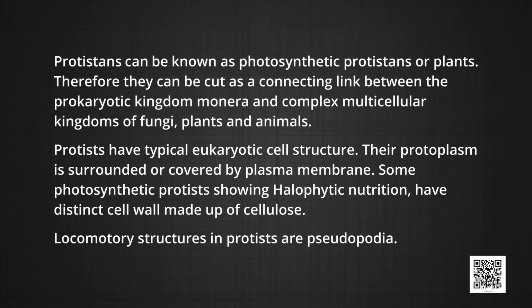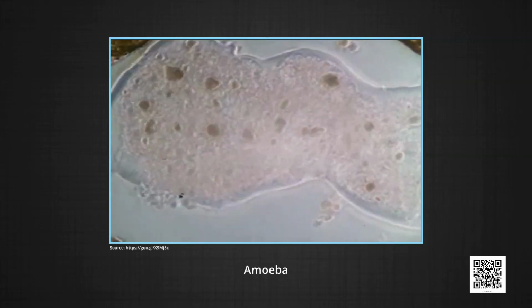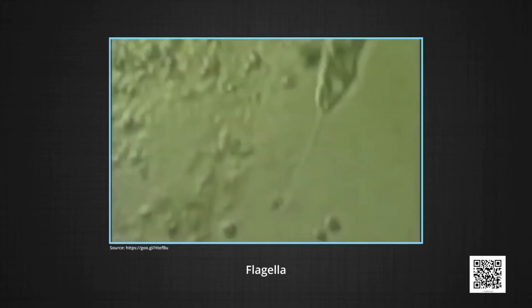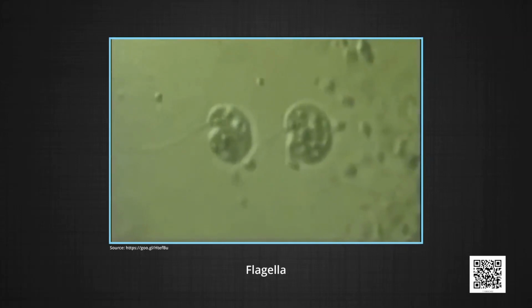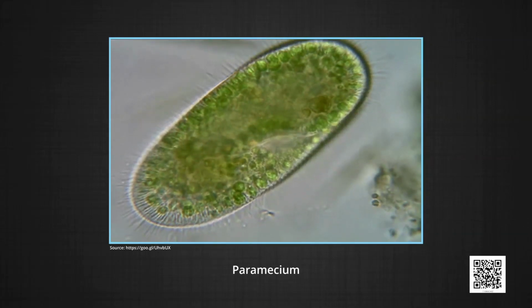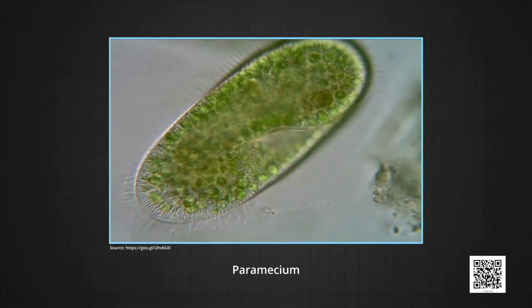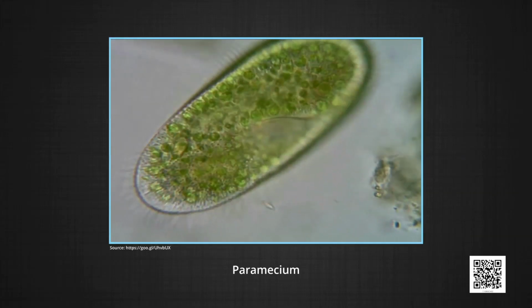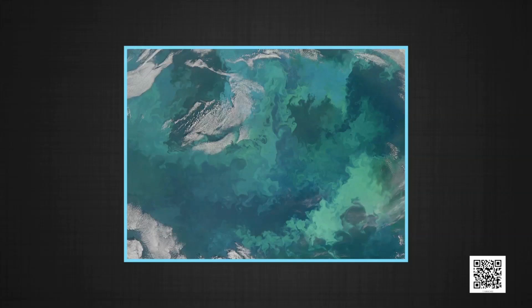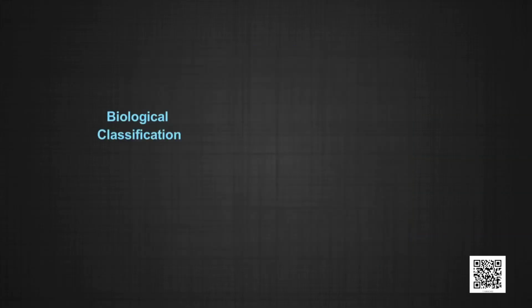Locomotory structures in protists are pseudopodia like amoeba, flagella like Leishmania and Gymnodinium, or cilia like Paramecium. The photosynthetic protists are present on the surface of water bodies and known as phytoplankton. They are the major supporters of the balance of the ecosystem as they fix the maximum amount of CO2 in the biosphere.